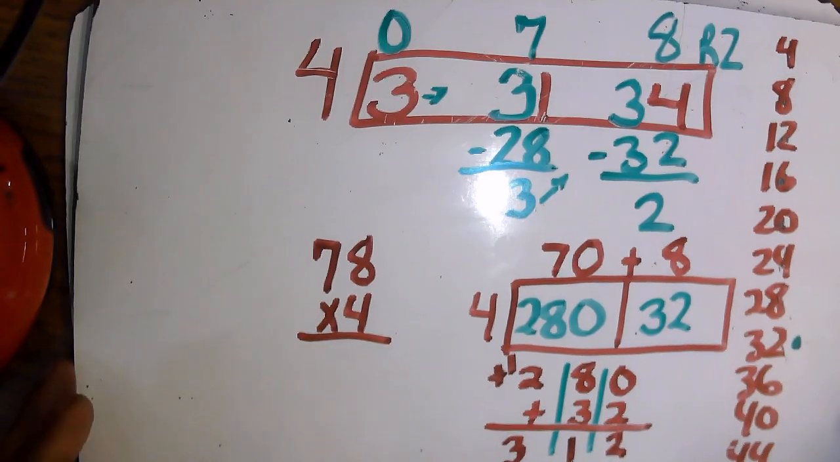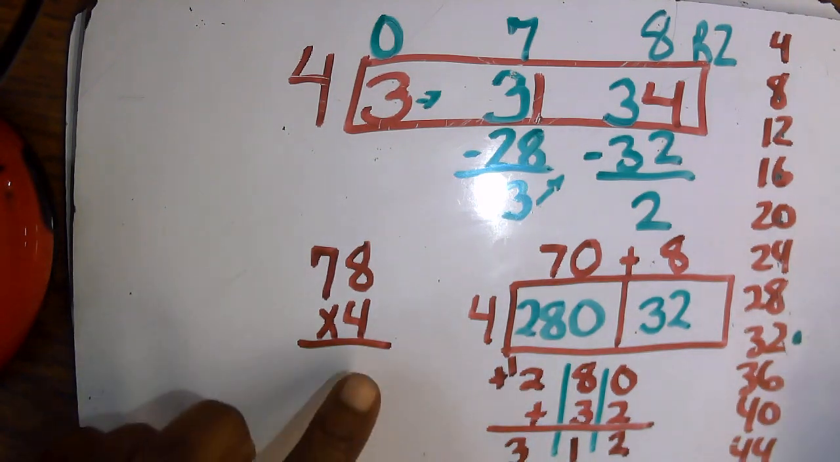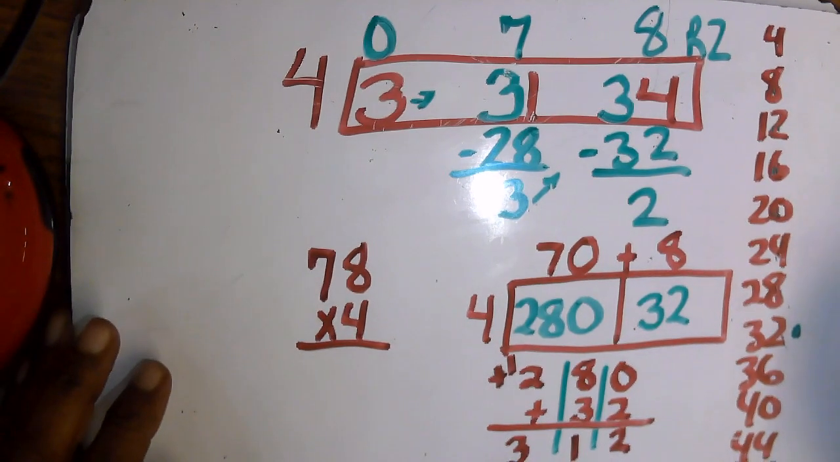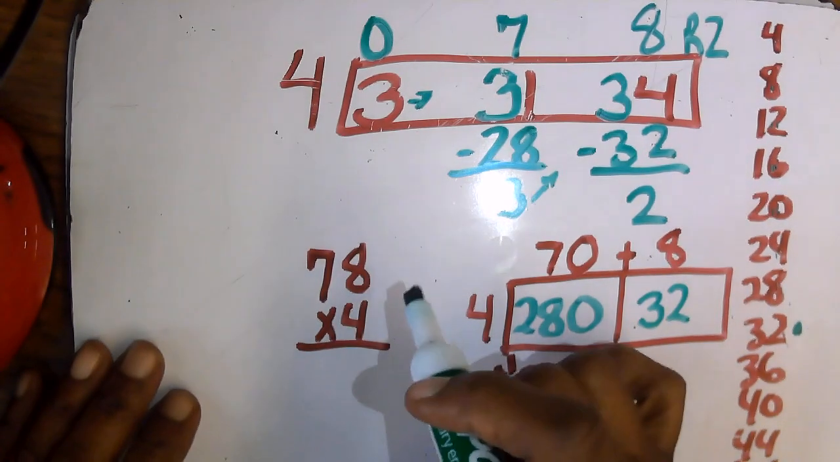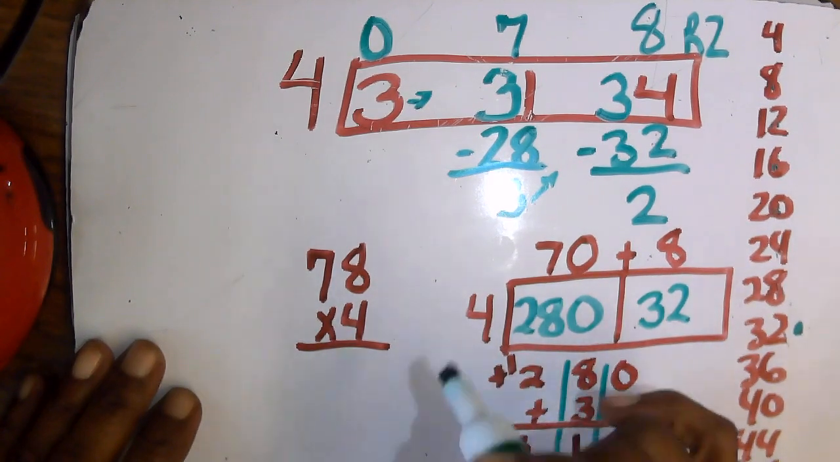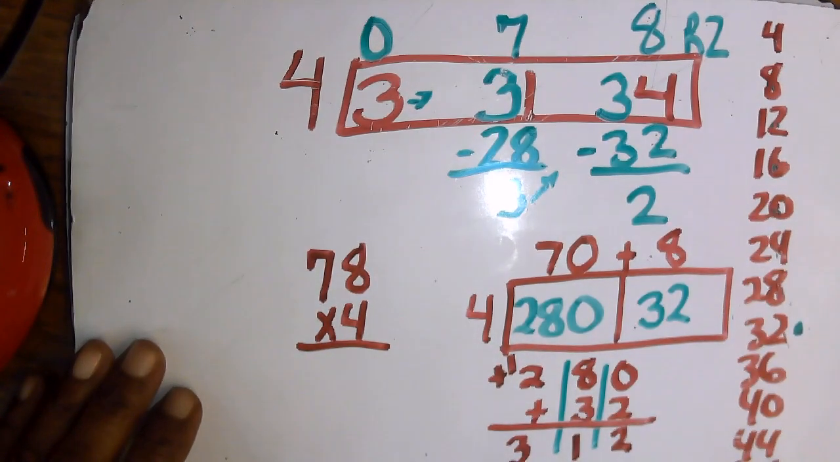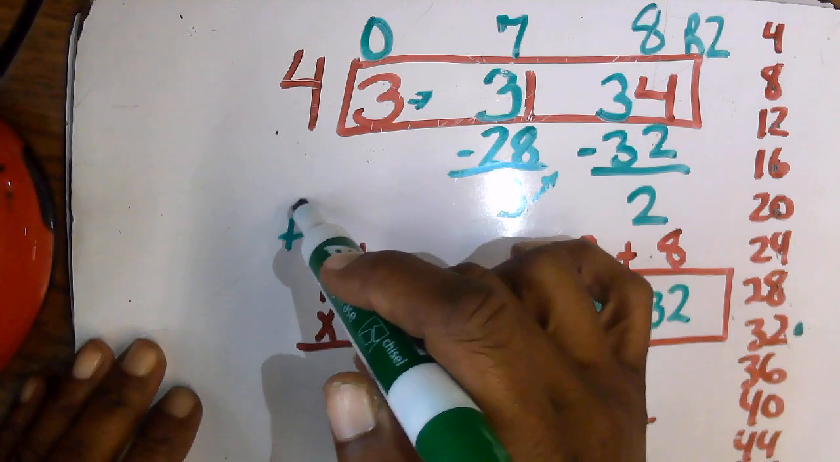Now I'm going to do it for those that do the standard algorithm. Let's see. Who can I talk to today? Okay, Liam. 8 times 4. Good. He's using his multiples. 8 times 4 is 32. So 2 goes here, plus 3.